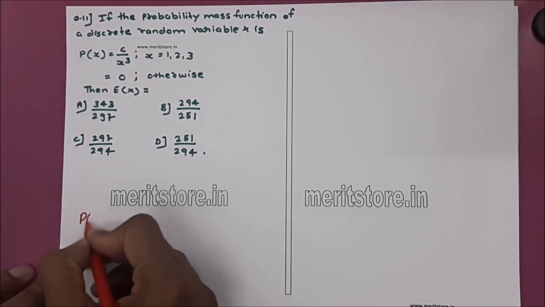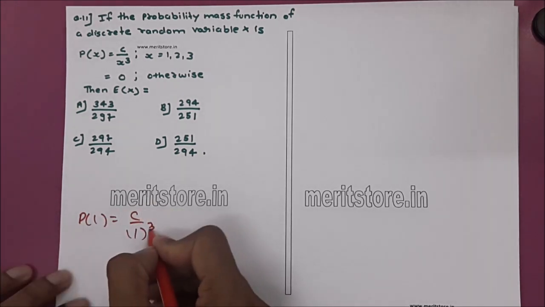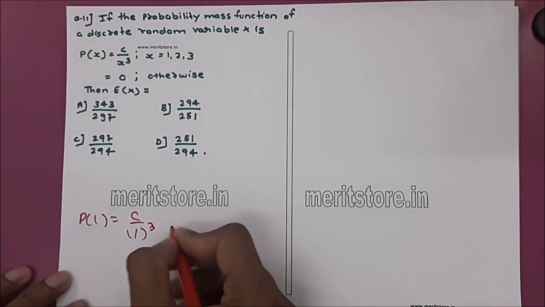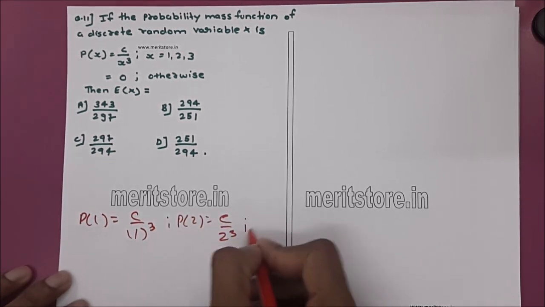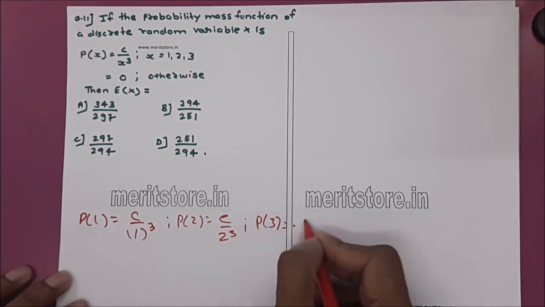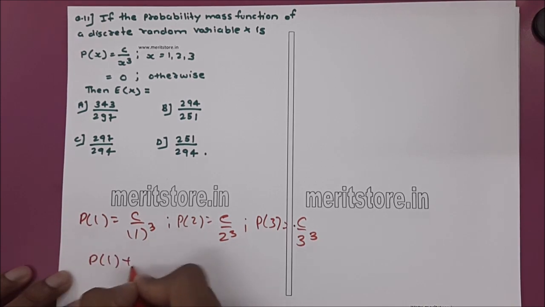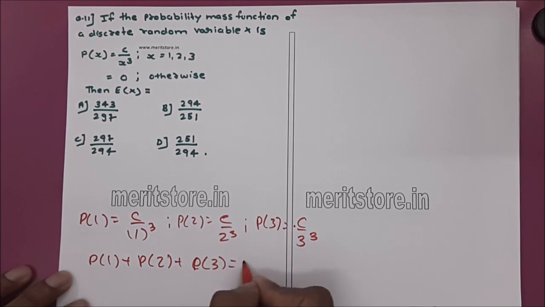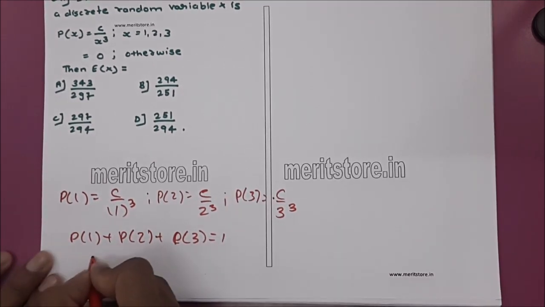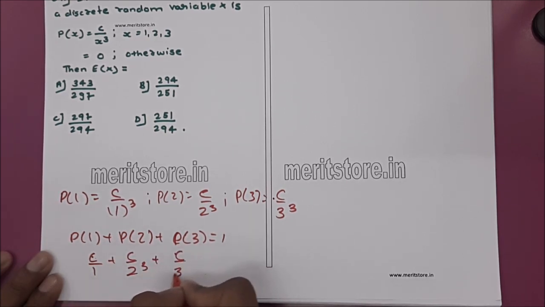We have P1 equal to c upon 1 cube. We substitute the value of x. We have P2, that is c upon 2 cube. We have P3, that is equal to c upon 3 cube. So we have P1 plus P2 plus P3 equal to 1. So we substitute the values of probability, that is c upon 1 plus c upon 2 cube plus c upon 3 cube.